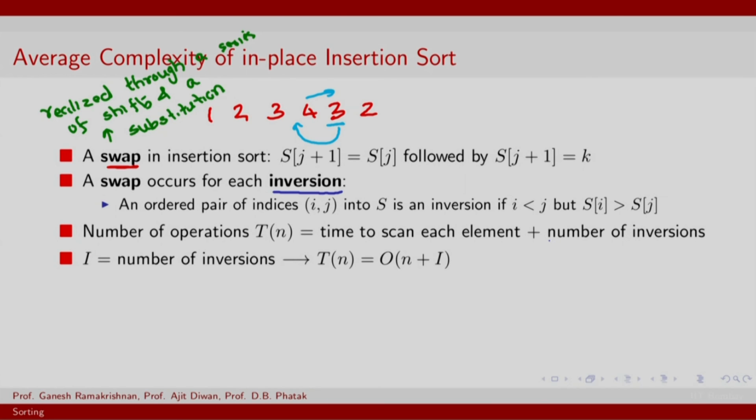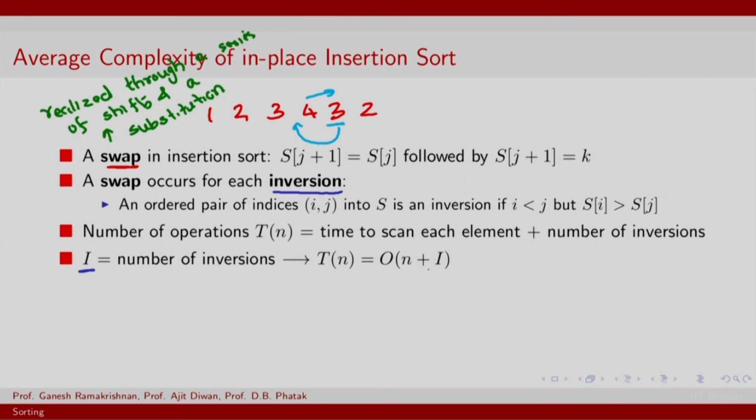We will see that there are other algorithms which are based on comparison which do not have to do a swap for every inversion, but unfortunately that is the case for insertion sort. So the number of operations is therefore the time required to scan each element plus the number of inversions. What is the average number of inversions? Let us say I is the number of inversions, then the time complexity is order n plus I.